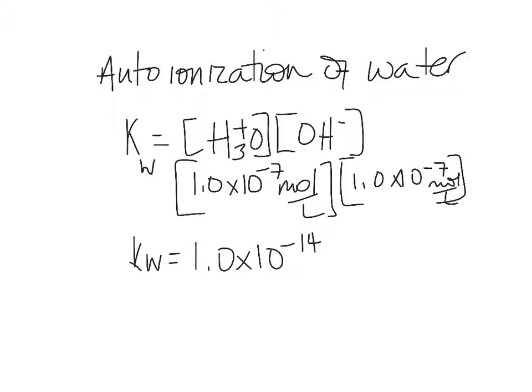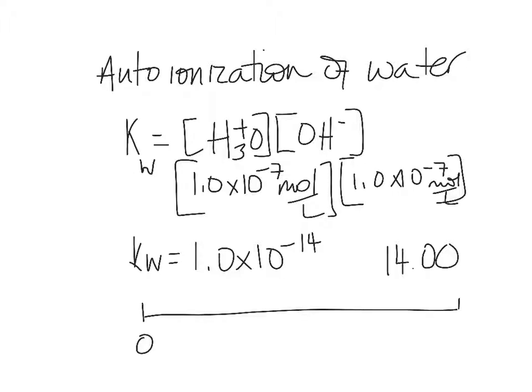What is it? It's 14. Your pH scale runs from 0 to 14. Guess where we get the 14 from? It's amazing how everything's related. There's a reason for everything. There's a reason why your pH scale goes up to 14. And it's because of this relationship right there.